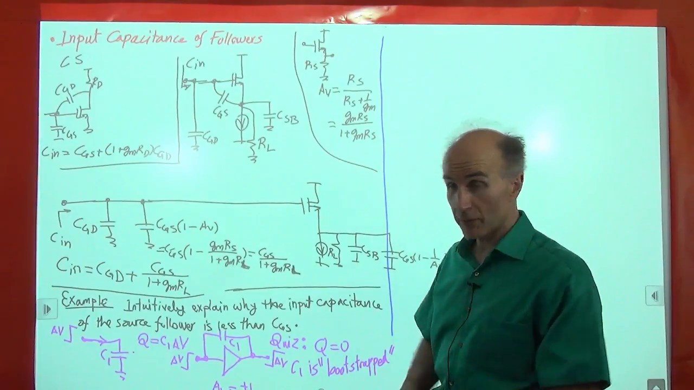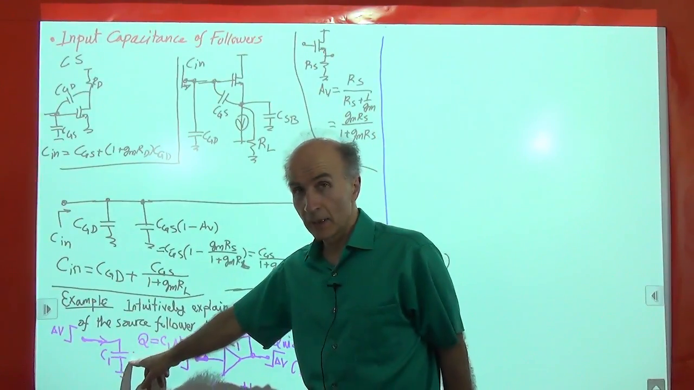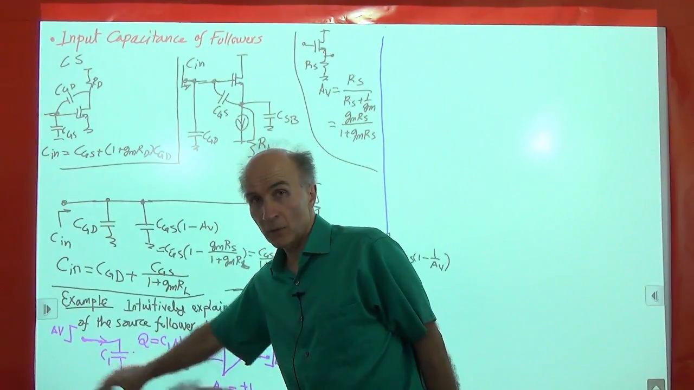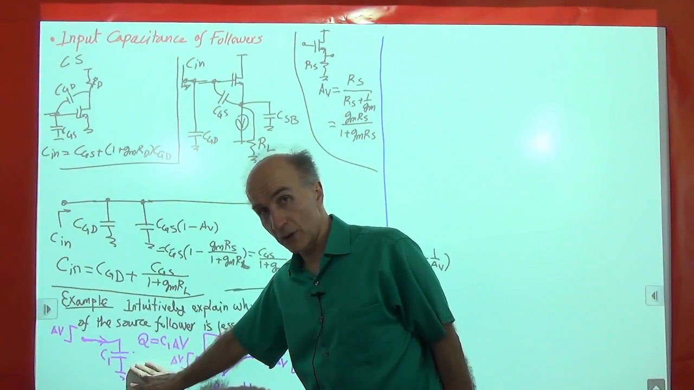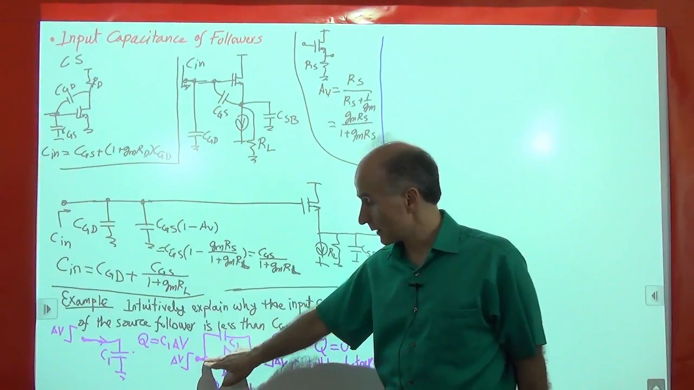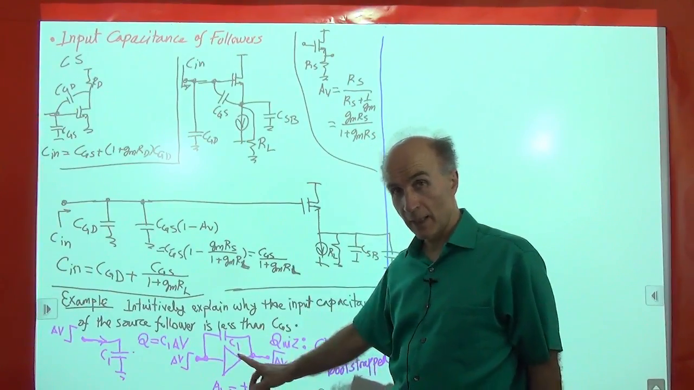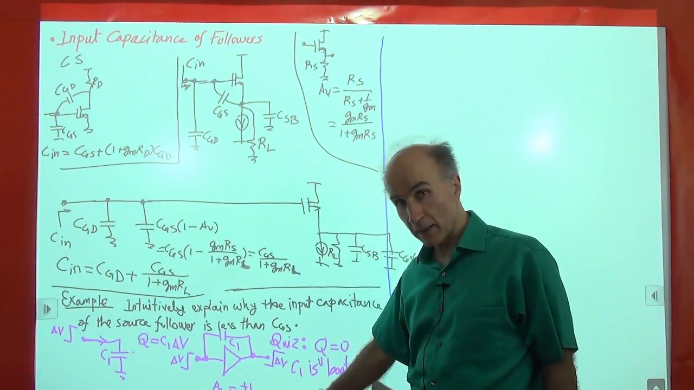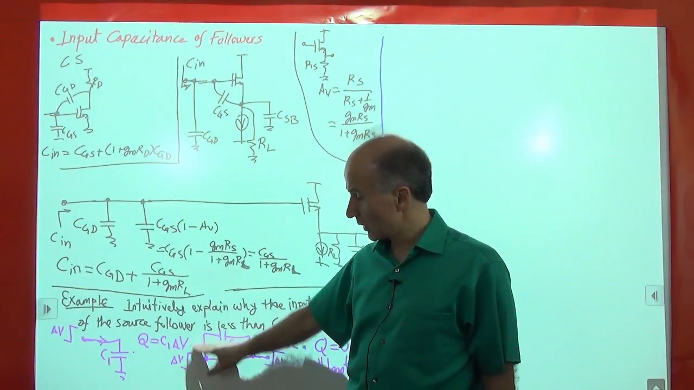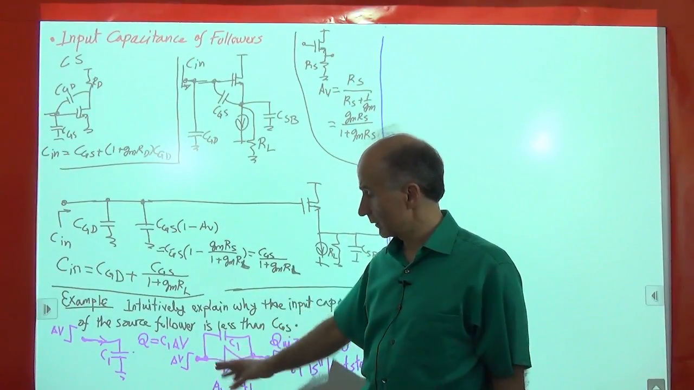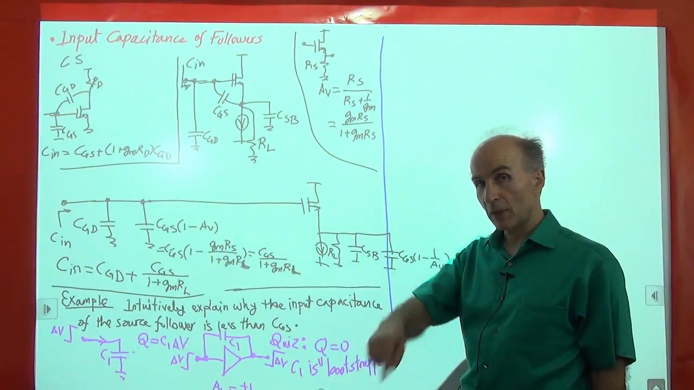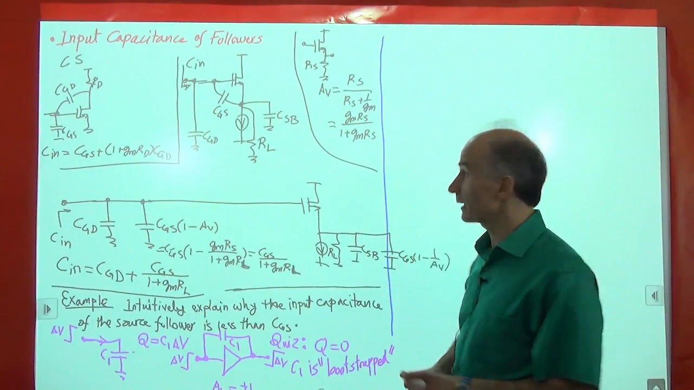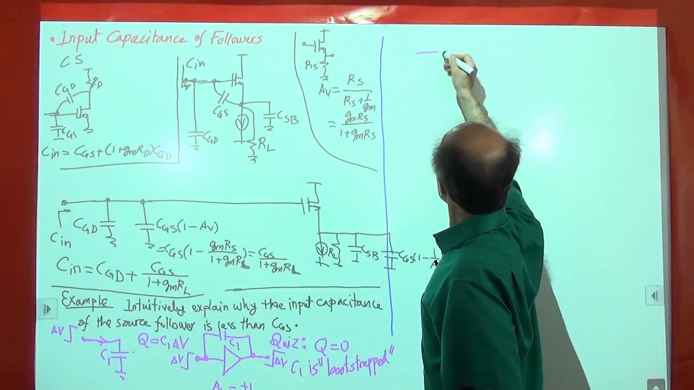That's a very different story from what we had here, right? In this case, the capacitor is grounded, so the input capacitance is C1. If I want to change the voltage, I have to deliver charge. But here, C1 is connected from the input to the output of an amplifier with a gain of 1. So when I change this voltage by some amount, I don't need to deliver any charge. Okay, so now let's make things a little more interesting and consider this case.